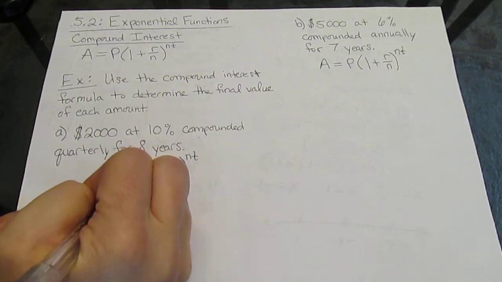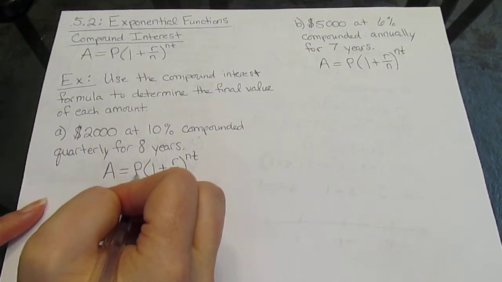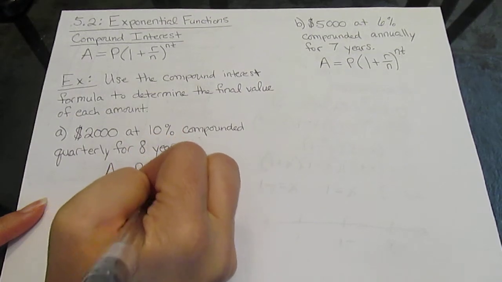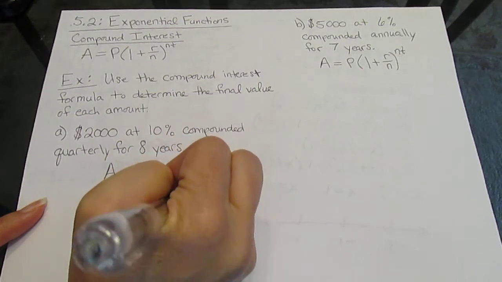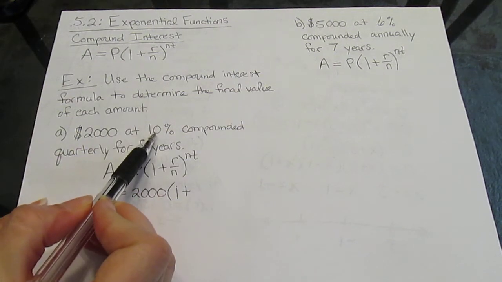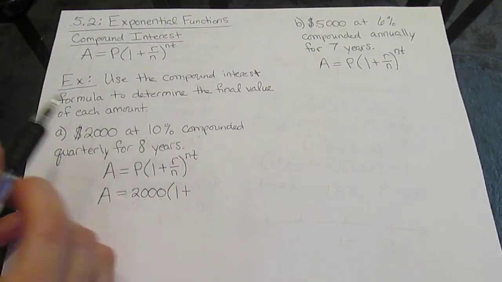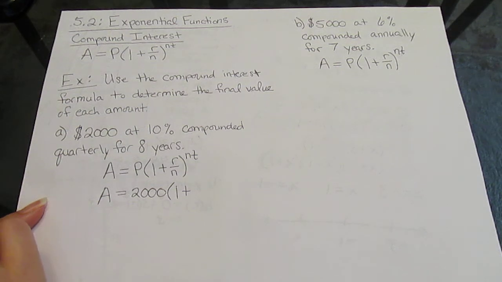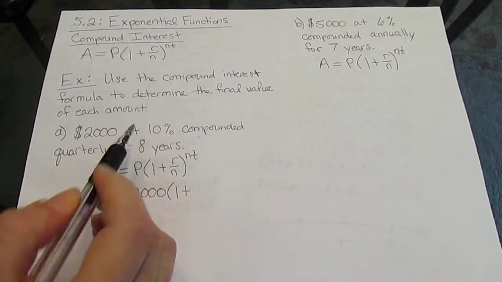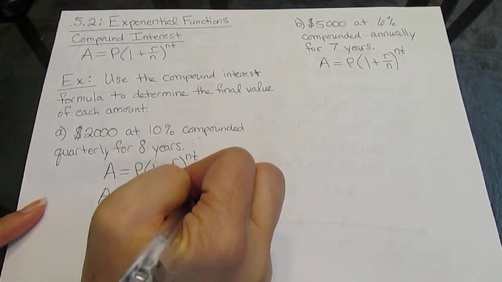So we know that we're looking for the A. So A stays the way it is. P is the beginning amount. Well, that's the 2,000. R is the rate, 10%, but we need to make sure we write it as a decimal. You can either divide it by 100 or move the decimal 2 places to the left. Okay, so that gives me 0.10 or just 0.1.